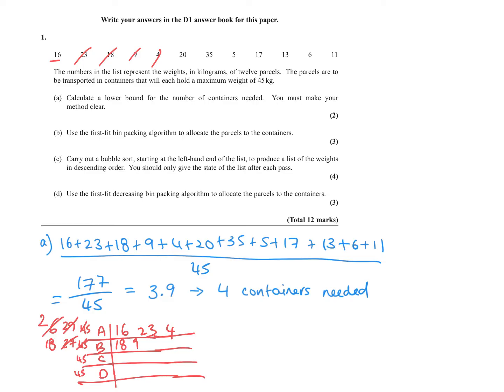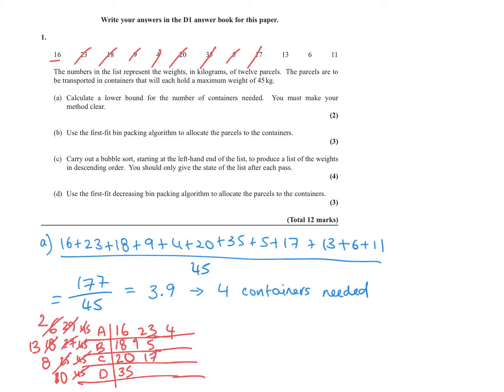Right, 20 has to go in the third one. Doesn't fit in the first one or the second one, has to be in the third one. It's 25 left. 35 does not fit in 2, 18 or 25. Has to go in this one, and that means there'll be 10 left. 5, does it go in the first one? No. Second one? Yep, and what's left? 13. 17. Third one? And there is 8 left over.